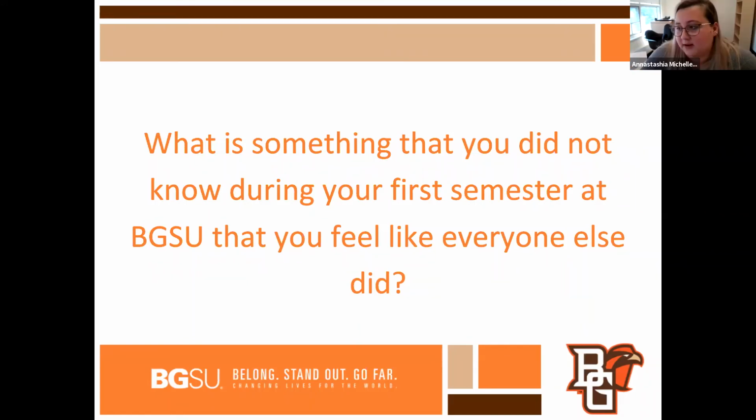That is a great one. This seal in the middle of the campus is huge. It's such a big tradition, but it's very confusing. Do you want to explain the tradition behind it? Yeah. So as a BGSU alum, I think the seal is so fun.